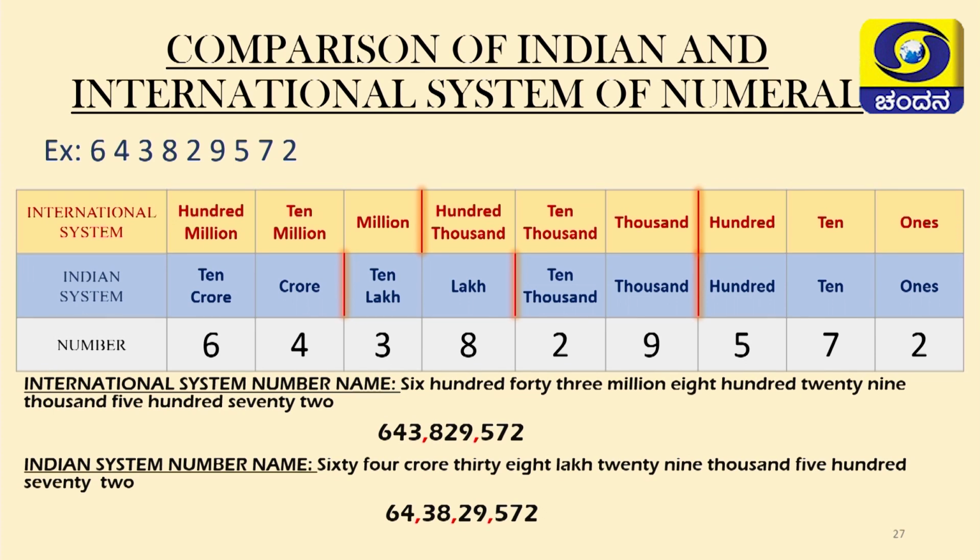In the international system, the number name of the given numeral is 643,829,572. Observe the commas, children. Next, the Indian system number name is 64 crore 38 lakh 29,572, and in the international system you use the commas after every 3 digits from the right.